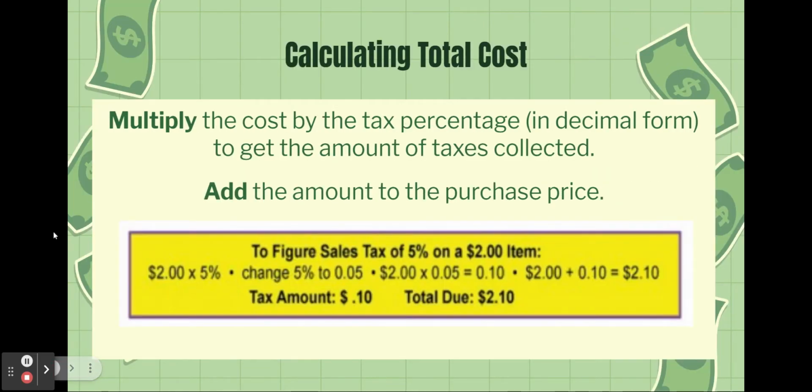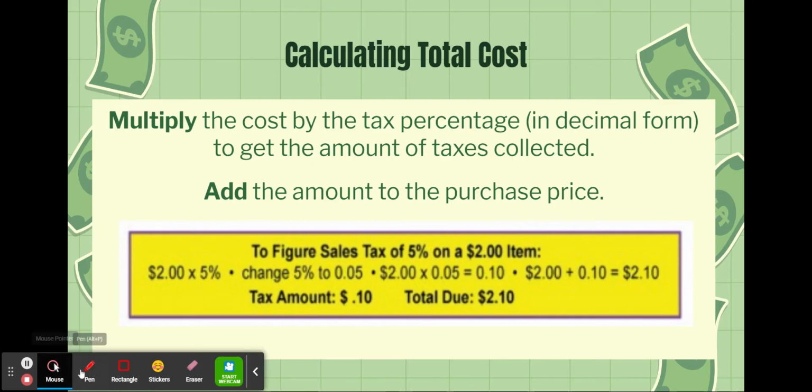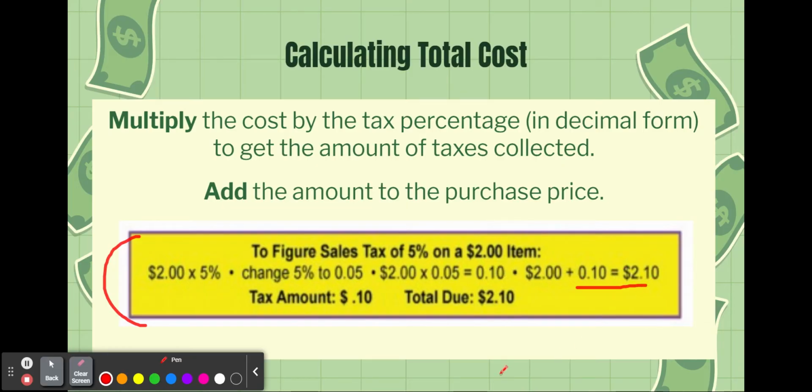To calculate total cost when an item is taxable, you first multiply the cost of the item by the tax percentage in decimal form, and that will give you the amount of taxes to be collected. To calculate the total cost, you would add the purchase price or the sale price of the item with the amount of tax to be collected. In the example shown here, it says to figure sales tax of 5% on a $2 item, you multiply $2 times 0.05, which is 10 cents, and then you add that amount to the actual price of the item for a total of $2.10.